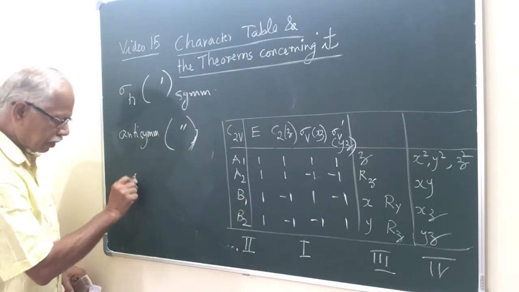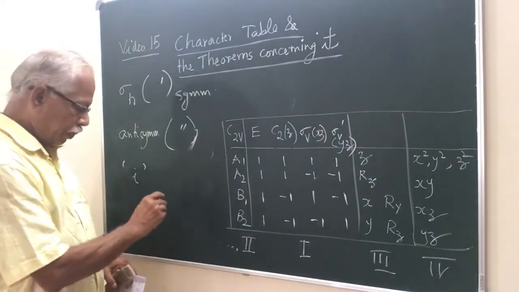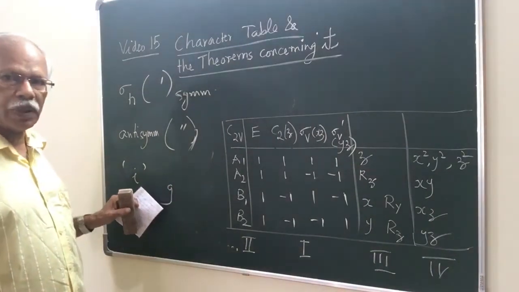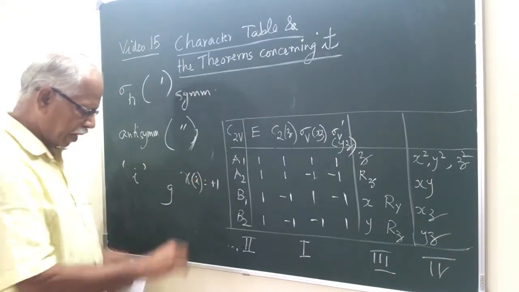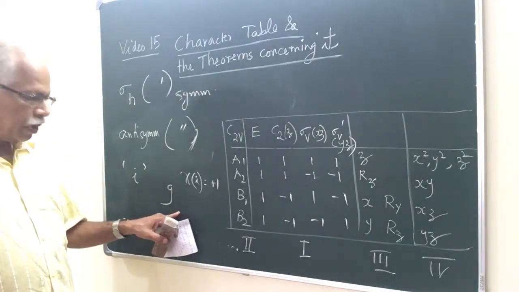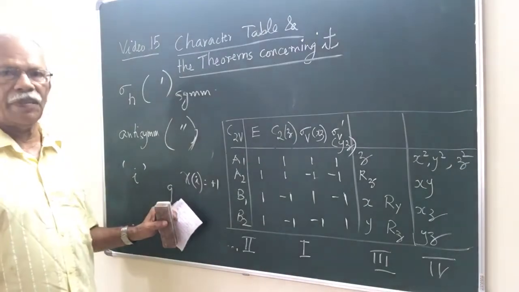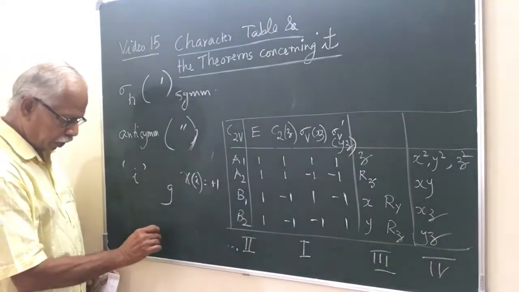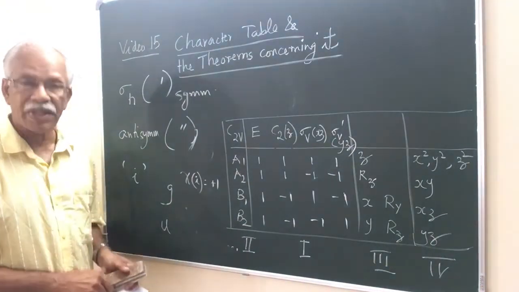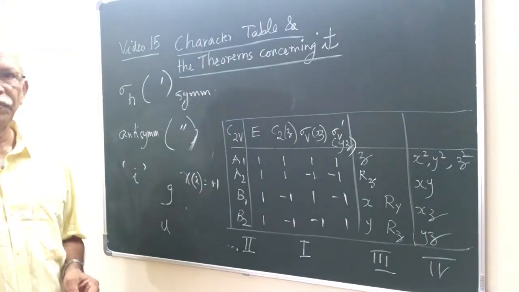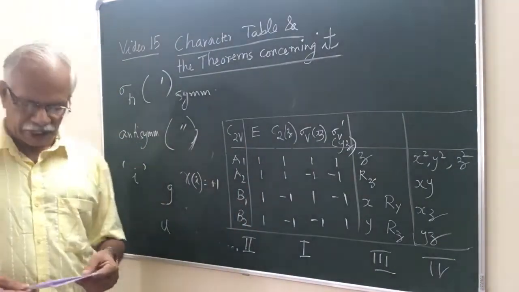Then if a molecule has center of symmetry, you will attach a subscript G if it is symmetric with respect to I, that is character under the operation I is equal to +1. And if it is antisymmetric with respect to inversion, you will attach the subscript U. G comes from the German word gerade and U from the German word ungerade. In this C2V group, there is no relevance for these notations.